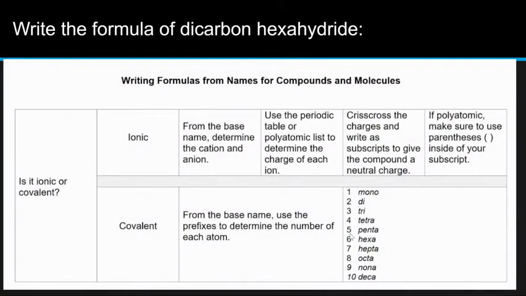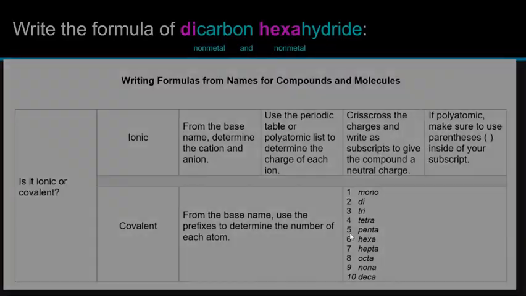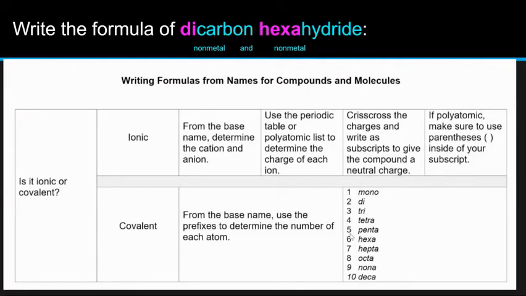Okay, write the formula for us of dicarbon hexahydride. Dicarbon hexahydride. Start by determining, is it ionic or covalent? Hopefully you told me it was covalent because carbon is a nonmetal and hydrogen, hydride, is also a nonmetal. Again, the Greek prefixes of di and hexa tell us we have a covalent naming process.